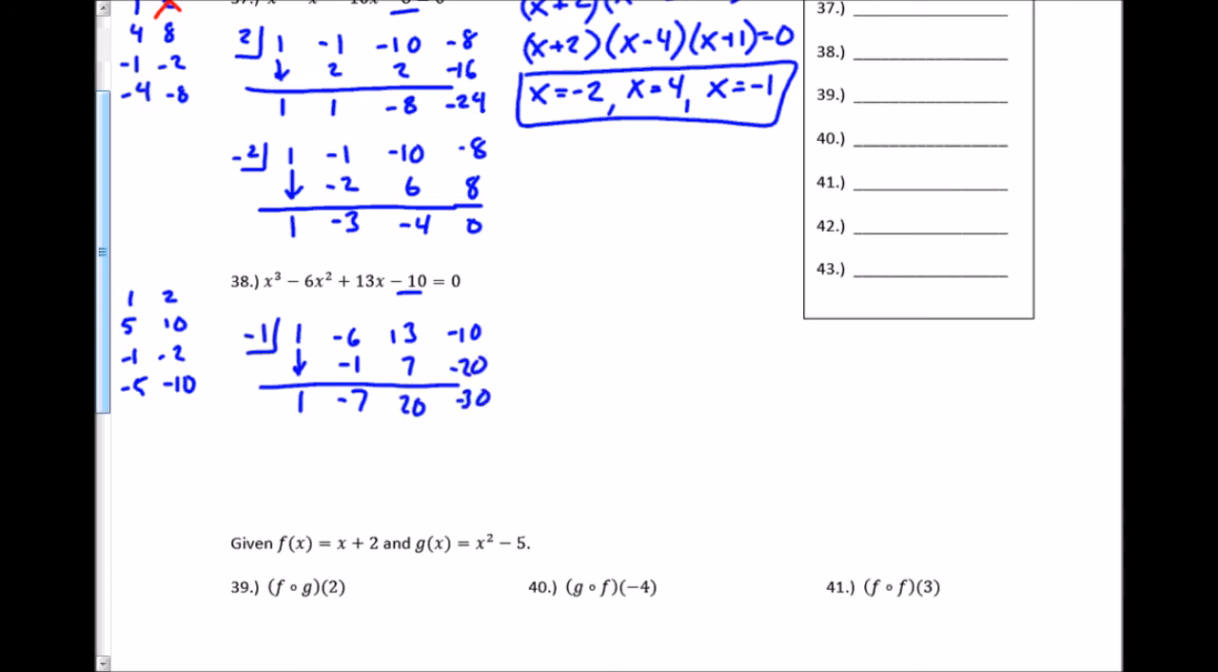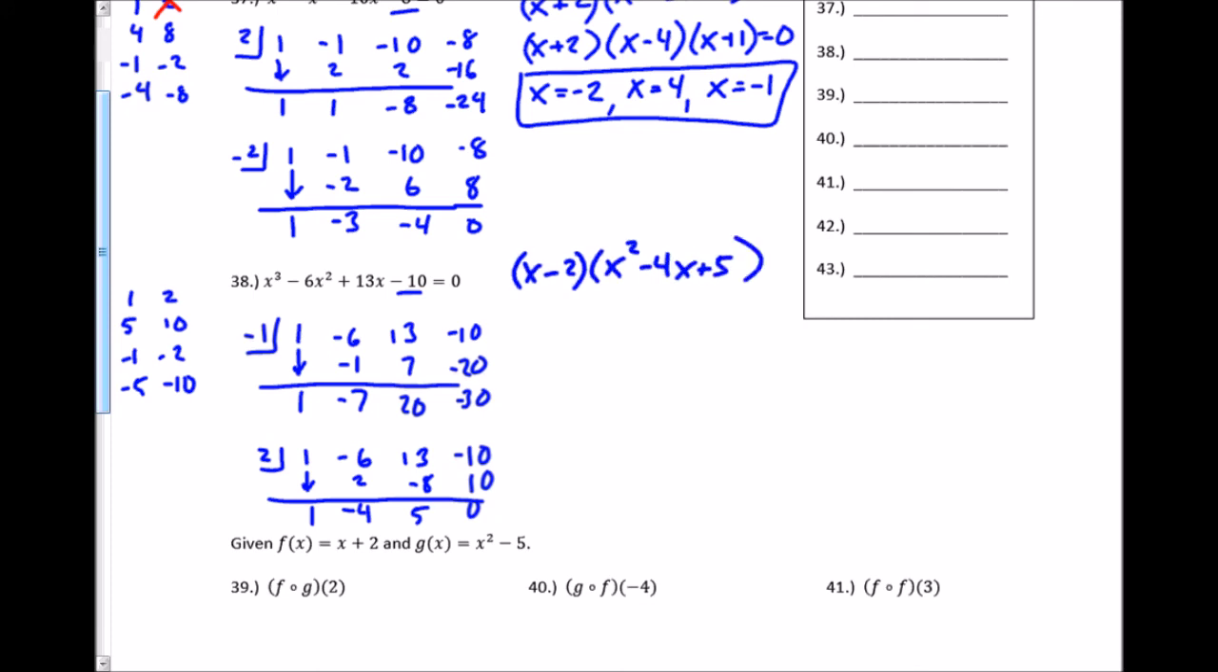So I try again. Maybe I'll try something like a positive 2. I bring this guy down, I multiply, I add straight down, I multiply, I add straight down, I multiply, I add straight down. And that one happens to work, which means I've got an x minus 2 as one of my factors. My other factor is the x squared minus 4x plus 5. And now I can try building a bridge, two numbers that multiply to a 5 that add to a negative 4, but it's not going to happen.